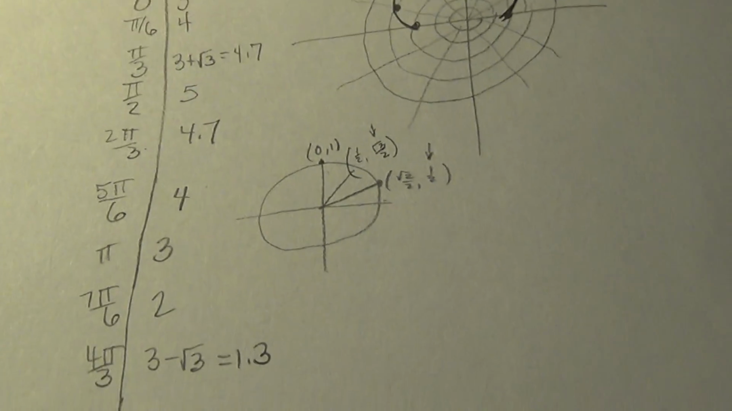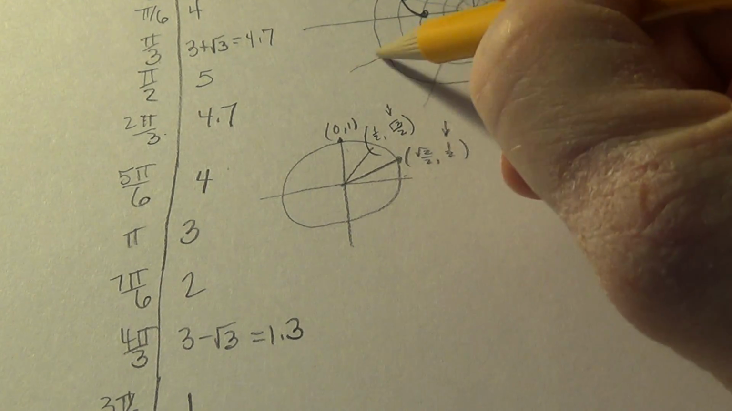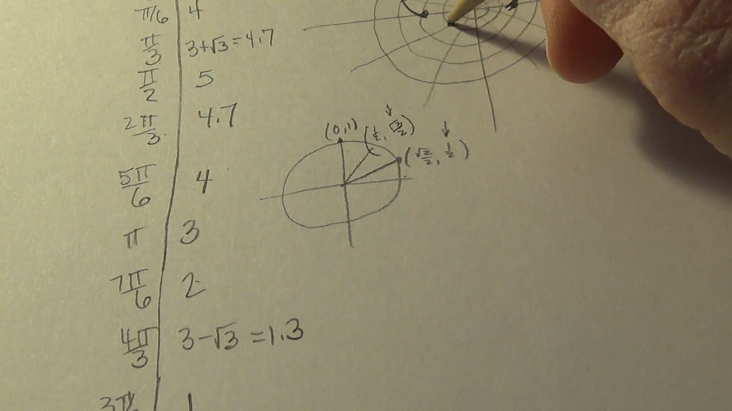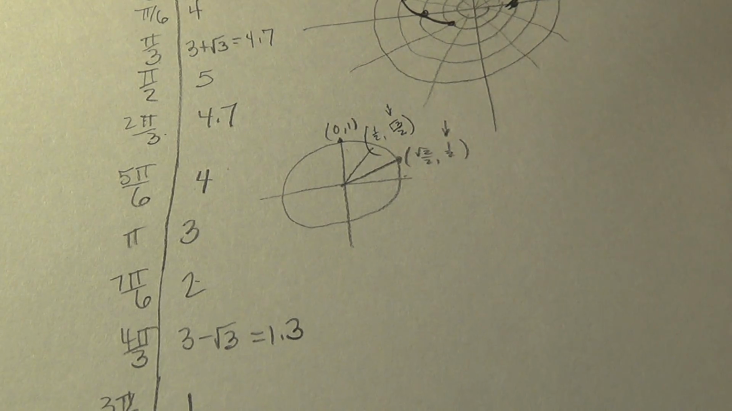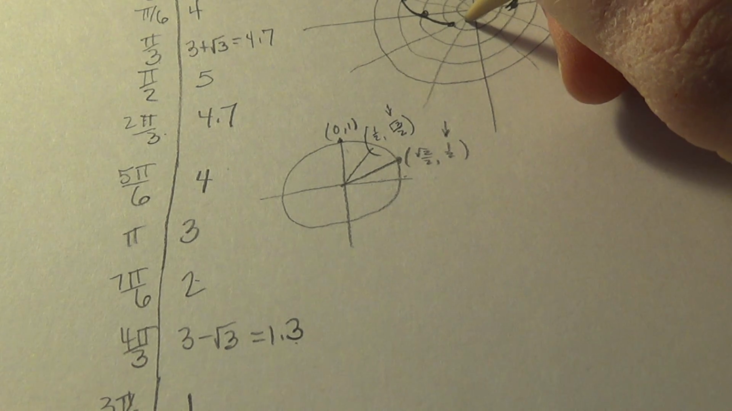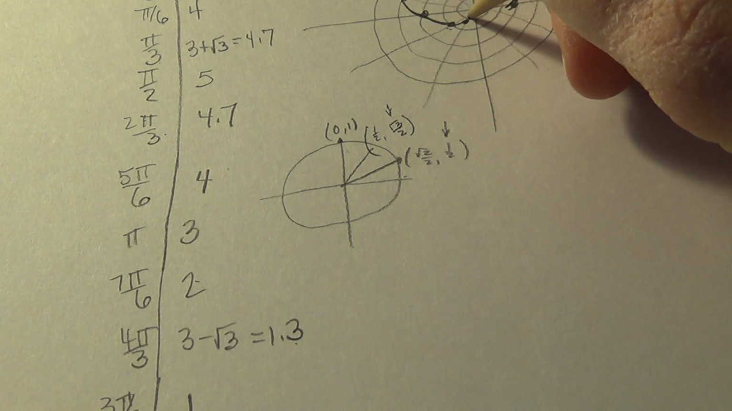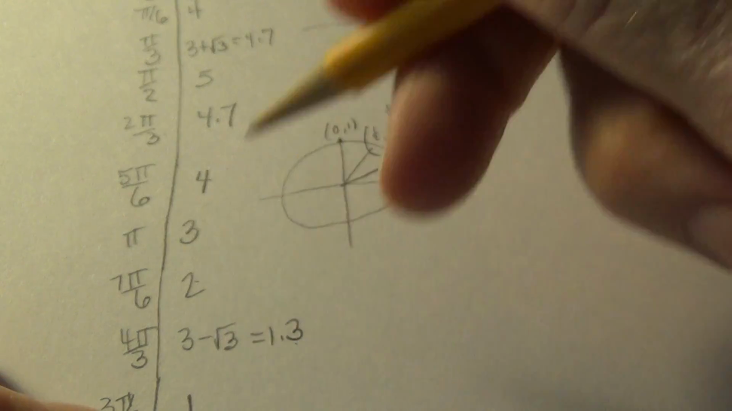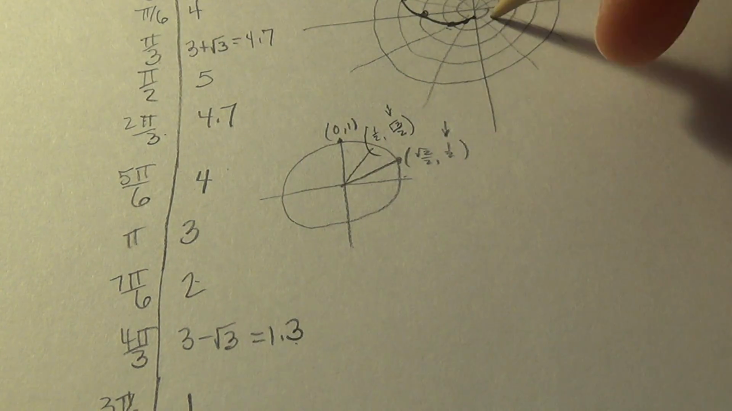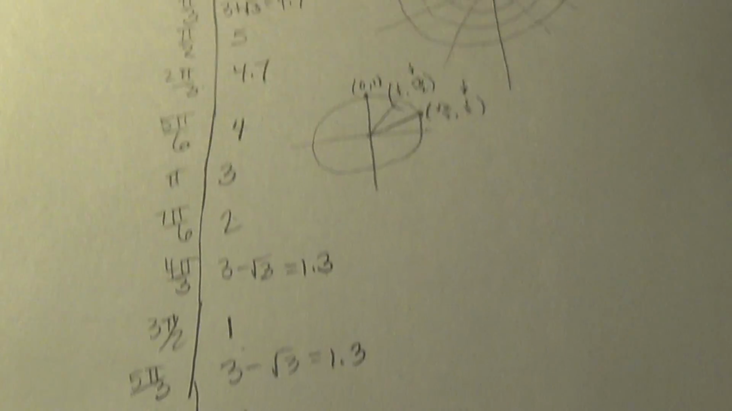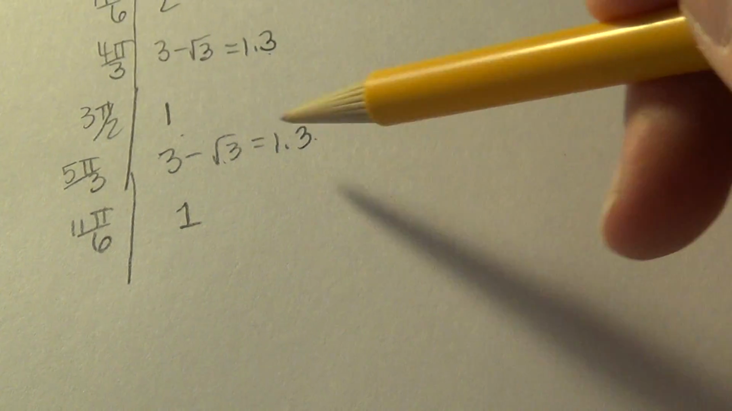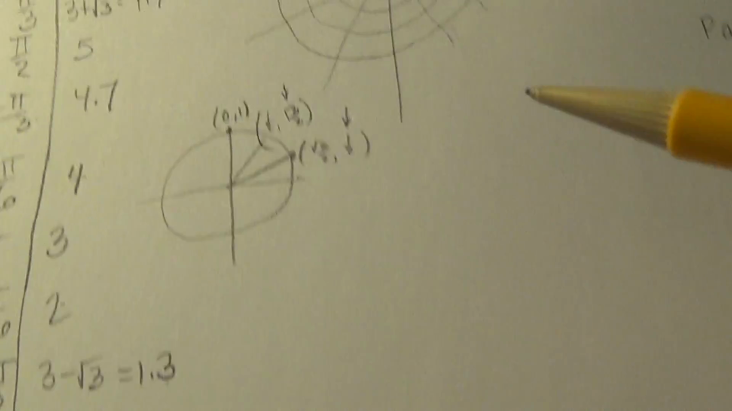Alright. So far so good. Going on, that's 7 pi over 6. I get a 2. So it's bending in now. 4 pi over 3, I get a 1.3. 3 pi over 2, I get a 1. 5 pi over 3, I get a 1.3, and 11 pi over 6, I get a 1.